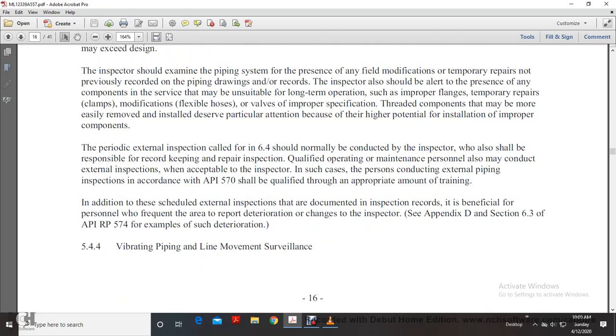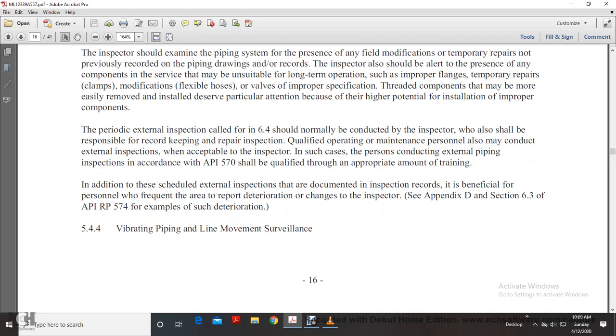Periodic external inspection, as covered in 6.4, should normally be conducted, and the inspector should also review the records, including the repair inspection. Qualified operating and maintenance personnel may also conduct the external inspection, acceptable to the inspector. A person conducting external piping inspection according to API 570 should be qualified with an appropriate amount of training. In addition, scheduling the external inspection and documenting inspection records is beneficial for personnel who frequently look for deterioration changes for the inspector. See Appendix D, Section 6.3 of API Recommended Practice 574 for examples of such deterioration.